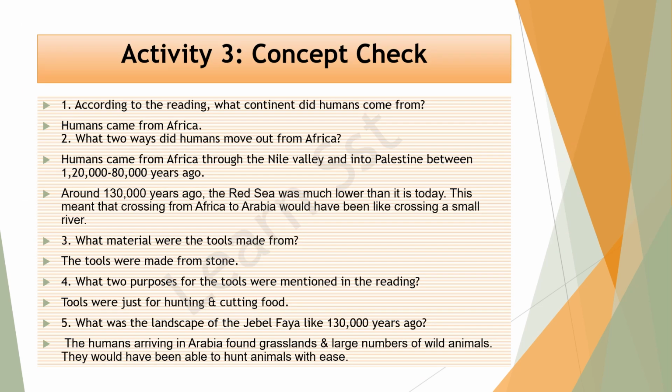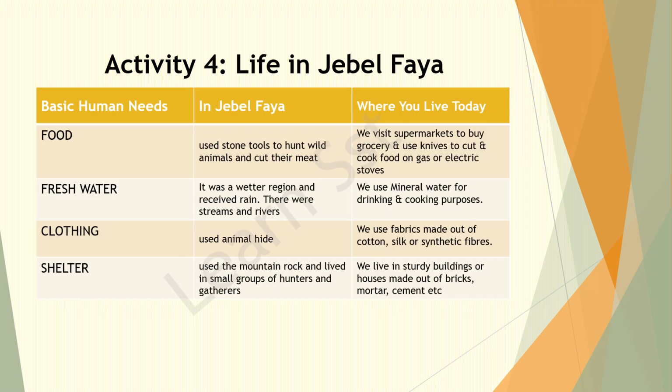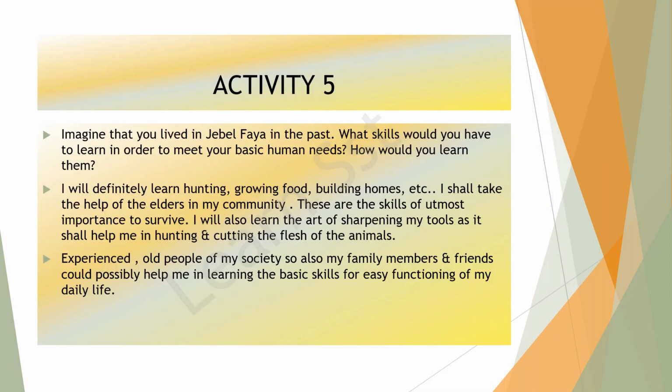Now this is activity 3, a concept check from the textbook. I've written down the answers for you, you can go through. This is again activity 4 from the textbook. They have asked us the difference between Jebel Faya, the life of the people in those days and now. Activity 5 again from the textbook.